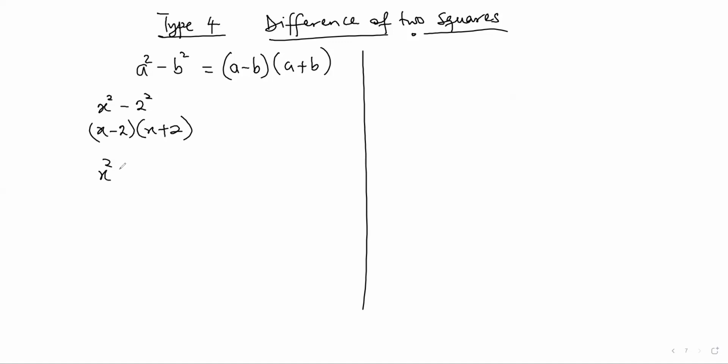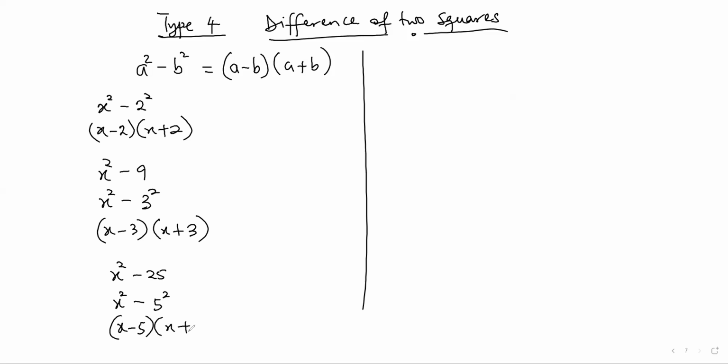So if you have x squared minus 9, you should be able to express this 9 as 3 squared. Then that gives you (x minus 3)(x plus 3). Okay. If I give you x squared minus 25, all these are differences of two squares. To factorize this, 25 is the same as 5 squared. So since you have square, square, minus, that's a difference of two squares. So one will become minus, the other becomes positive.